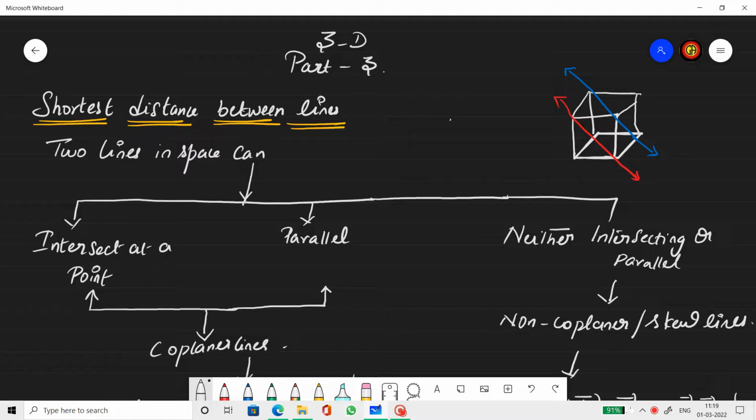Good morning, everyone. In today's class, we're going to see the third part of three-dimensional geometry. In this class, I'm going to cover shortest distance between lines.